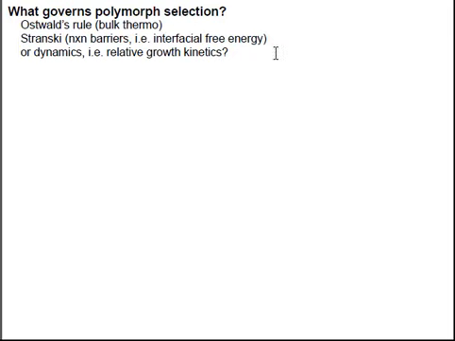The other lecture on polymorph selection discusses a possible third explanation for polymorph selection, and that is where you have dynamics controlling polymorph selection.